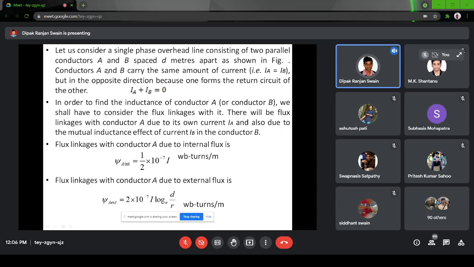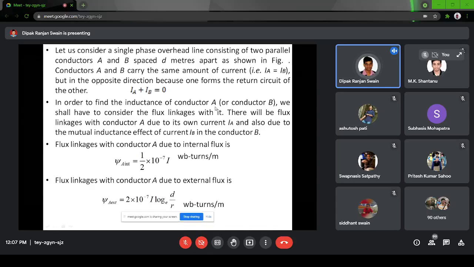It is written that conductors A and B are spaced d meters apart. Conductors A and B carry the same amount of current but in opposite direction, because one forms the return path, and therefore IA plus IB will be equal to 0.